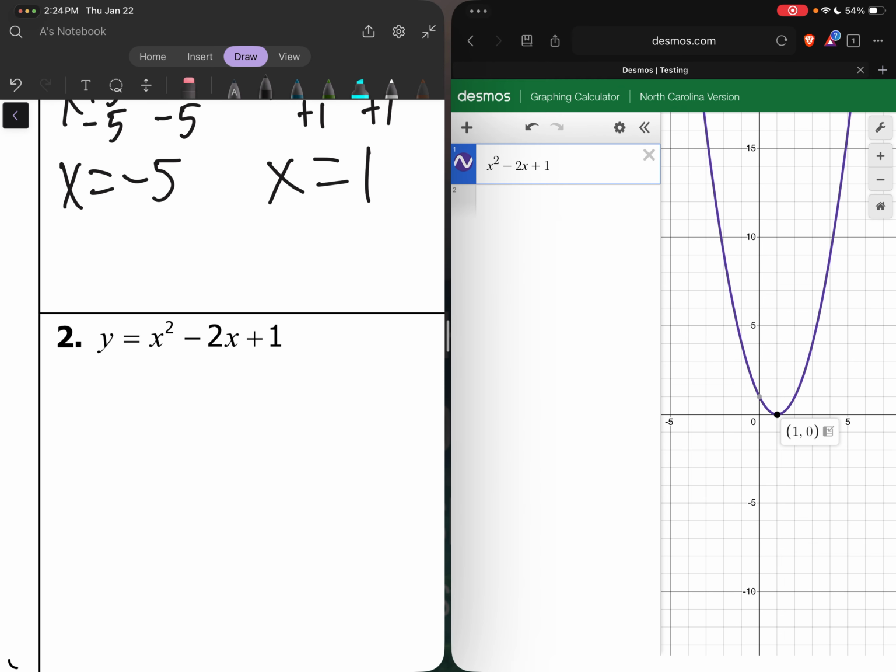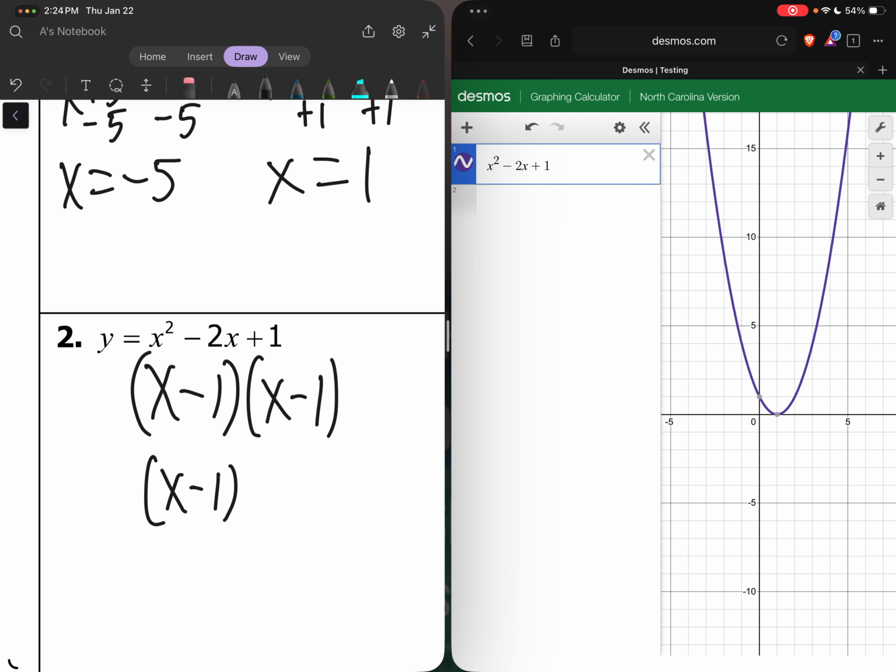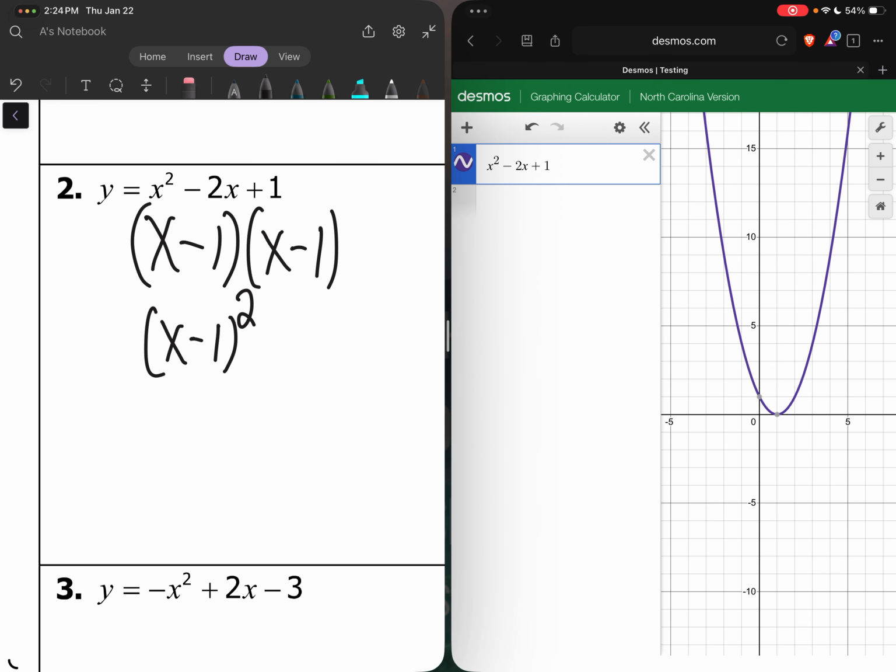If you were to factor this, you're going to have factors of 1, which is just 1 and 1. The big one's negative, they have the same sign. So x minus 1, x minus 1 is your factored form. This is x minus 1 squared. If I were to set this equal to 0, you'd solve it like that, finished.